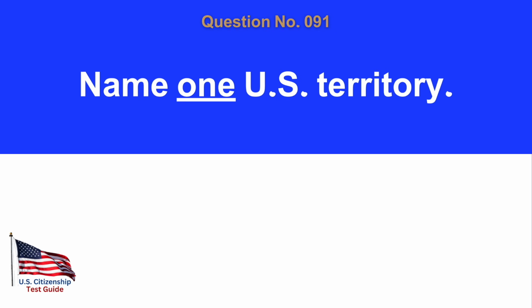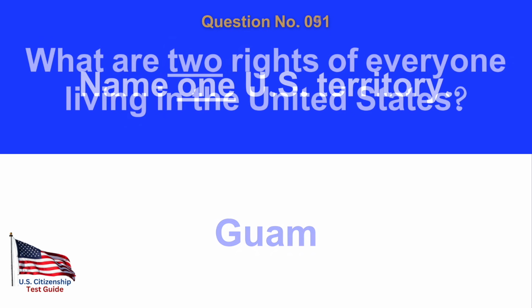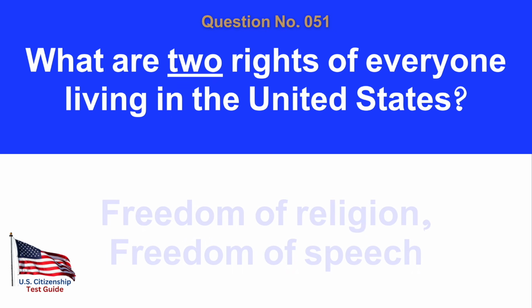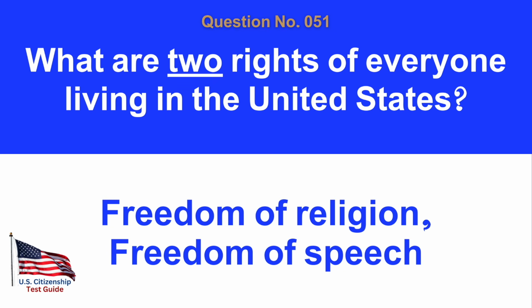Name one U.S. territory. Guam. What are two rights of everyone living in the United States? Freedom of speech. Freedom of religion.